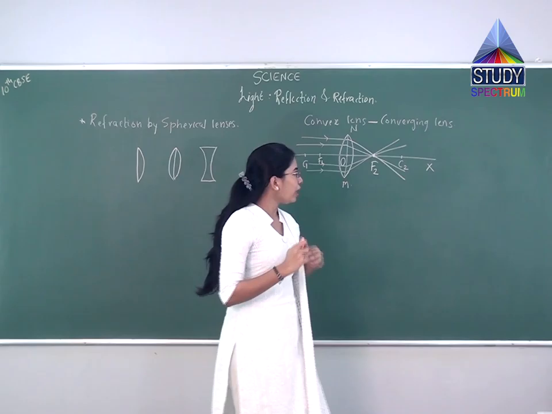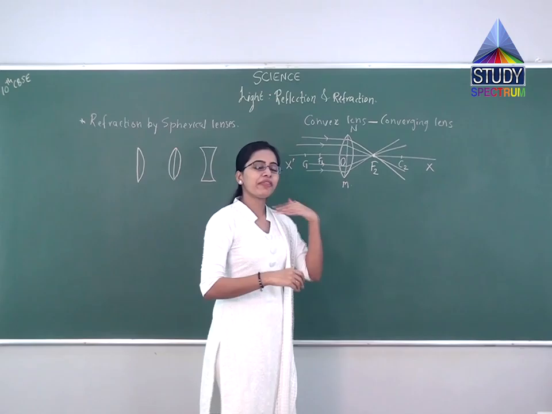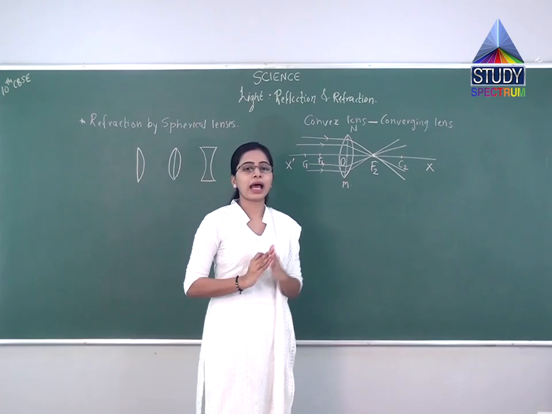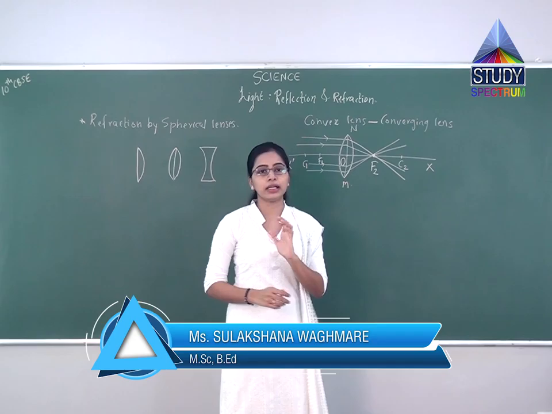Now, if you remember, for a convex mirror the rays were reflecting from the same side. The refraction was not taking place. Here we can see that because of the convex lens, we have the phenomenon of refraction. Rays are coming from the left and get refracted on the right hand side. Also, they get converged at a single point. So, convex lenses are known as converging lenses.